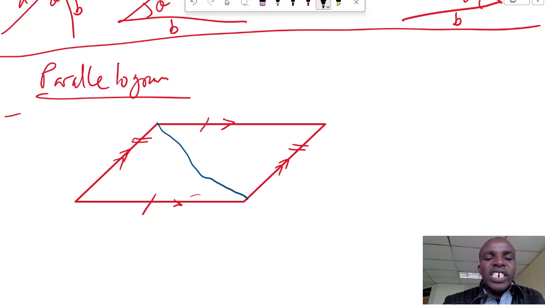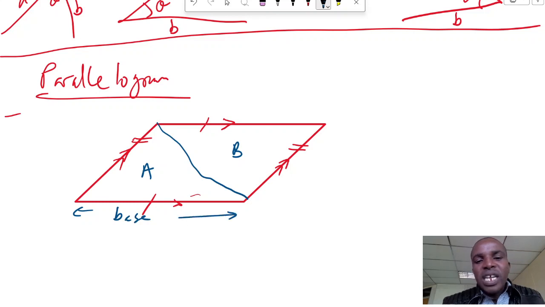A parallelogram, you can check, is made up of two equal triangles, triangle A and triangle B. This one is the base of the parallelogram. That's the base. And you can have the height here of a parallelogram. The height must always be at 90 degrees, or perpendicular, to the base. This one, the height H. Right, we have two different ways here.